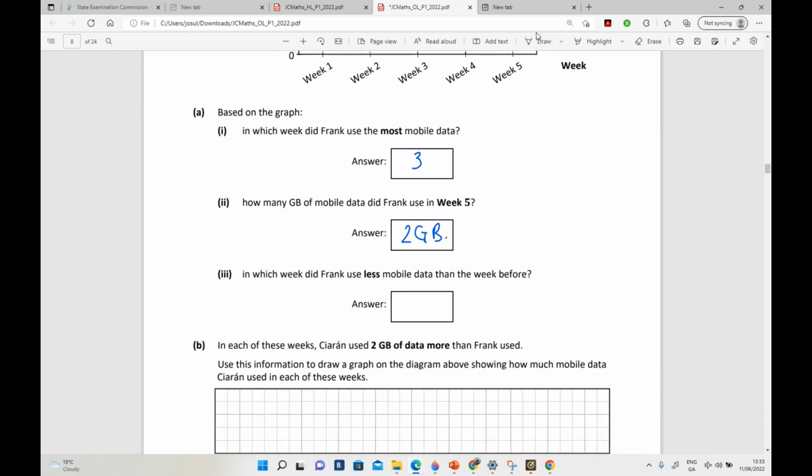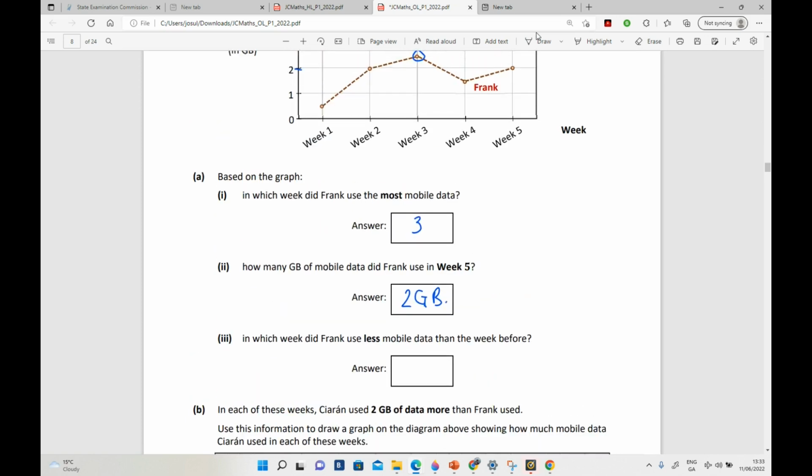Next part, in which week did Frank use less mobile data than the week before? So obviously week 1 doesn't apply because there's no week before. So week 2 he used more than week 1. Week 3 he used more than week 2, but it's this one. So you can see that the plot has gone downward for week 4. So the answer is week 4. He used less than the week before.